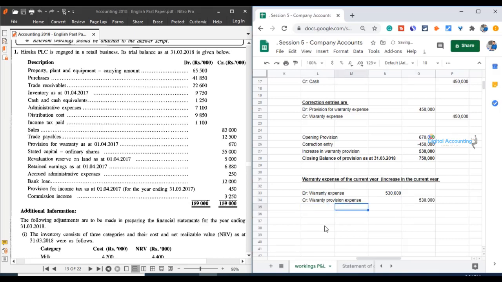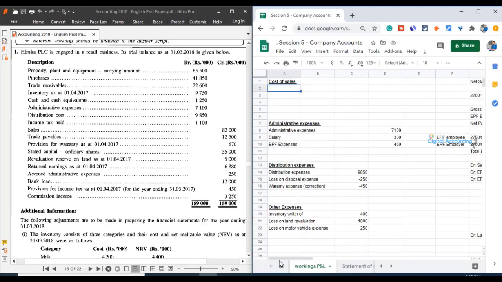So warranty provision accounts, we need to reduce 530,000. We already reduced here. We need to increase the warranty provision expense account by 530,000. That is a liability. Already we have increased, and the balance after increase we have recorded in the other payables. So warranty expense is 530,000. Already we have reduced that 450,000 because that is related to the previous year. So this year warranty expense is 530,000 after we have considered the correction entry. So warranty provision in the distribution expense.